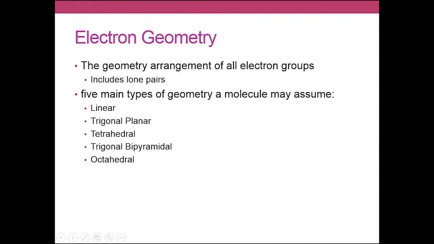Alright, so in VSEPR theory, we have 2 different types of geometries. The first geometry that we're going to talk about is electron geometry. So electron geometry includes the arrangement of all electron groups. And there are 5 main types of geometry a molecule can assume when it is doing electron geometry. These are linear, trigonal planar, tetrahedral, trigonal bipyramidal, and octahedral. And in a moment, I'll go deeper into these 5 main types.